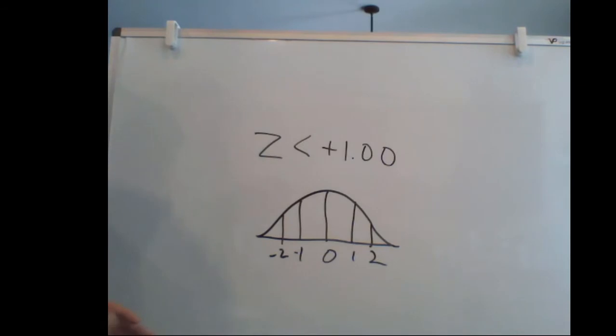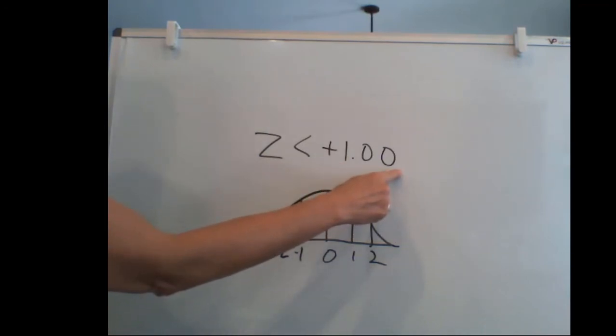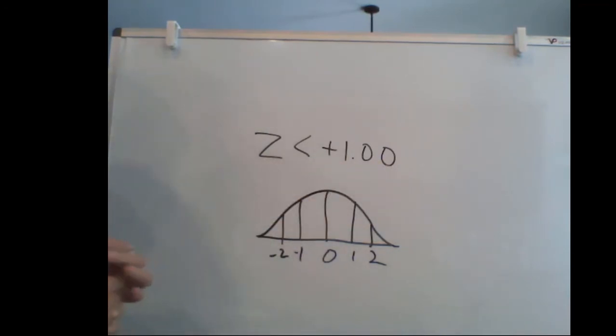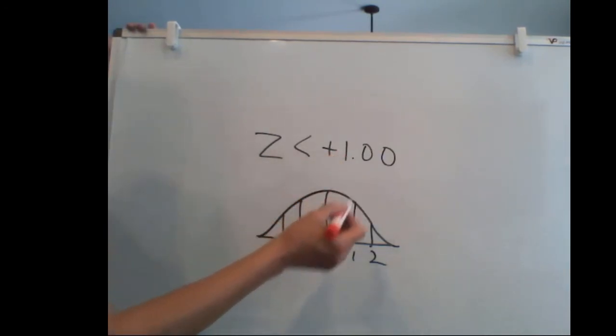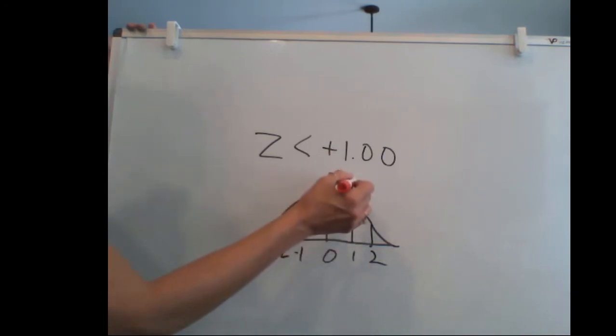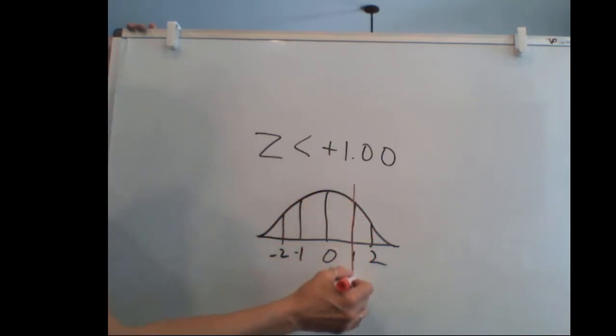For this first item, we've been asked to find the probability of finding a z-score that is less than a positive 1.00. So we can use the unit normal table to figure this out. But before I do that, I'm going to draw it out. I think it's really important to draw these things out to be able to visualize what it is we're doing. So we know that we're working with a z-score of positive 1.00, and it's right here. So I'm going to draw the line where we have a positive 1.00.